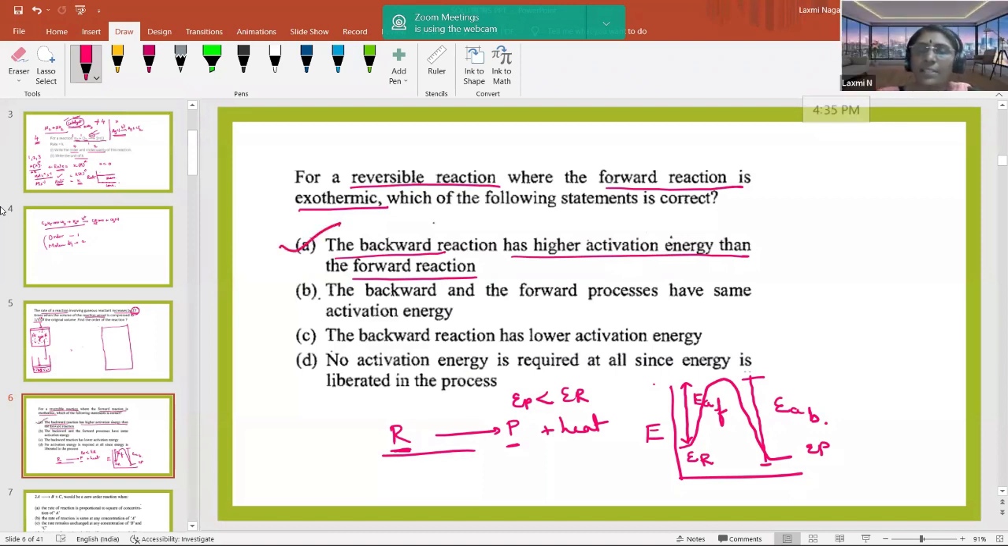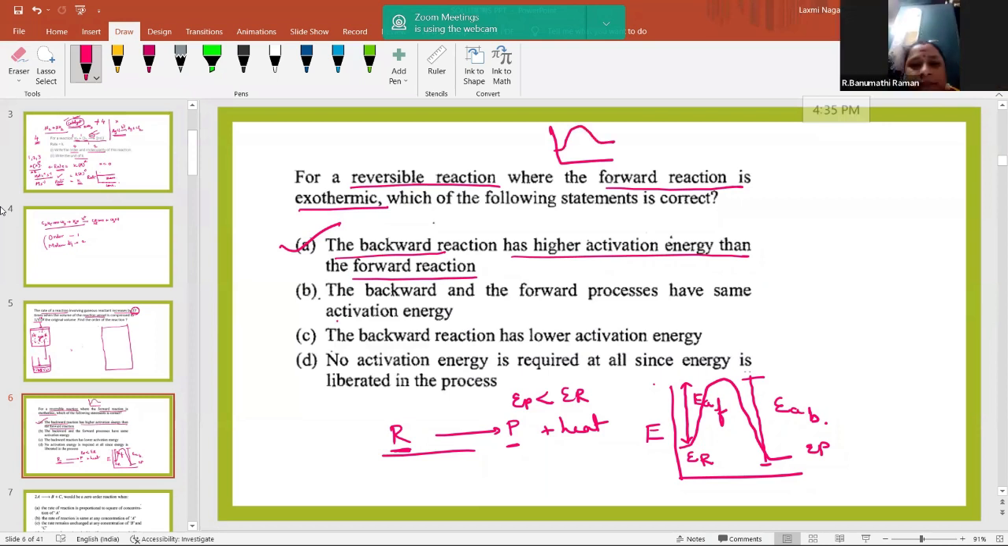Any other statement is right? Backward and forward reactions have the same activation energy, wrong, ma'am. So the energy diagram should look like this. Why would the reaction happen? So not possible. The backward reaction has lower activation energy, which just now we concluded is not possible. So no activation energy is required? No way.